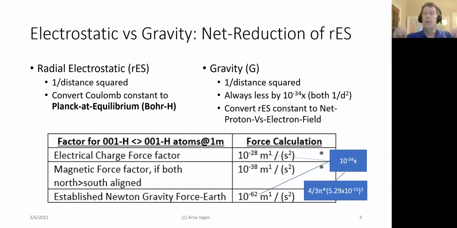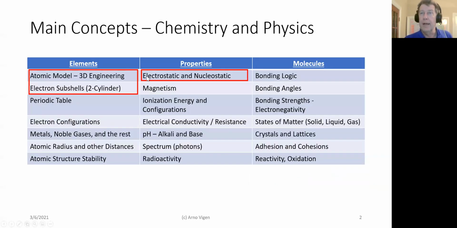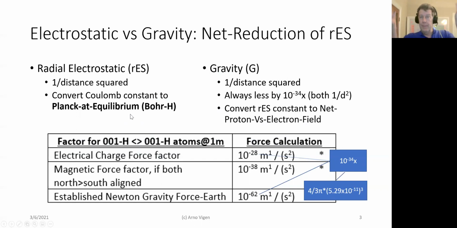And so that strength for both the electrostatic and for the nucleostatic, the strong nuclear force, that extra 1/r, are both the same, but in opposite directions, so that the electrons want to stay in shells. Now, gravity is also a 1/distance squared strength profile. But guess what? It's always 10 to the 34th power less than this. And so we need to convert why that happens. What is that 10 to the 34th?